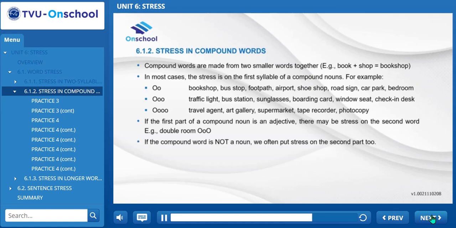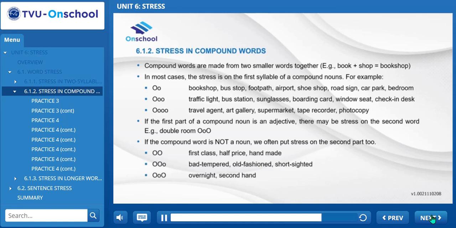If the compound word is not a noun, we often put stress on the second part too. First class, half price, handmade, or bad temper, old-fashioned, short-sighted, or overnight, second-hand.